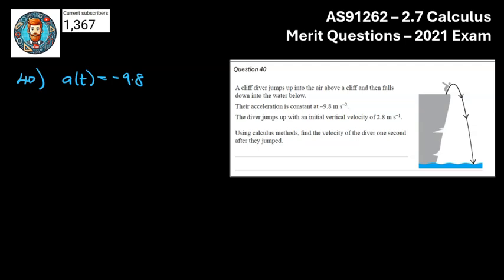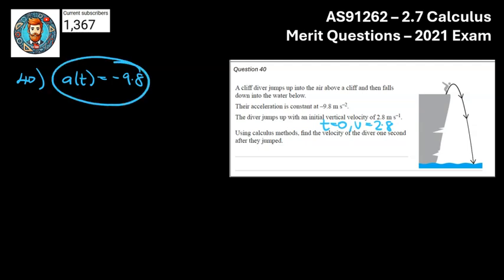The jumper has the initial velocity of 2.8. So what that tells us is when t is equal to 0, velocity is equal to 2.8. So we're going to need that information later on. And we've been asked specifically to use calculus methods to find the velocity 1 second after they jumped. So we're going to need a velocity expression here.